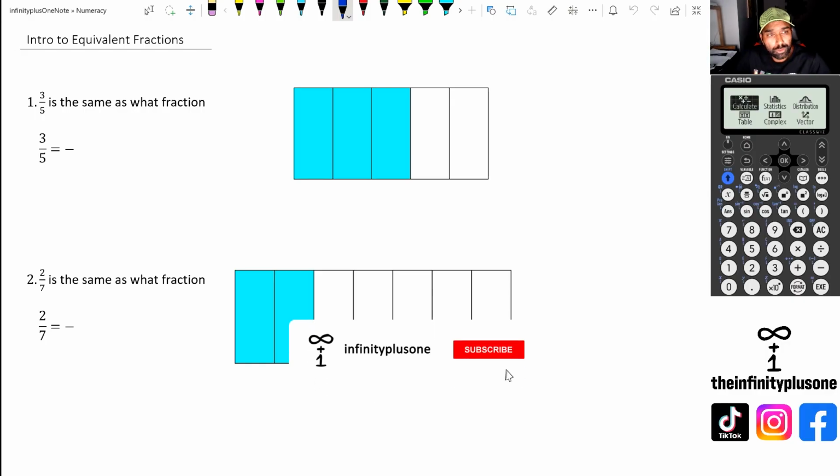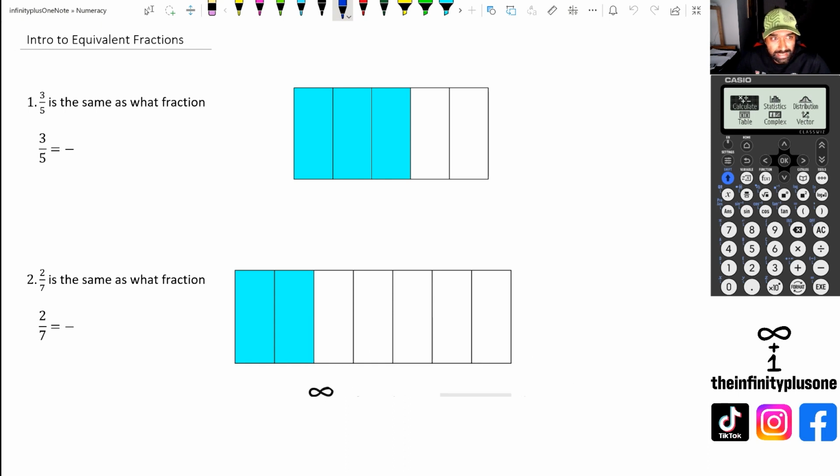Alright, so looking at example number 1 here. What we've got here is 3 out of 5. So that's basically saying that out of 5 we've got 3 of them that are shaded blue. Now what does it mean by equivalent fraction?